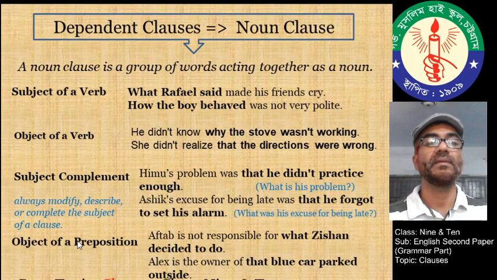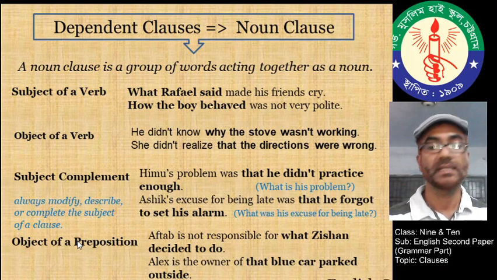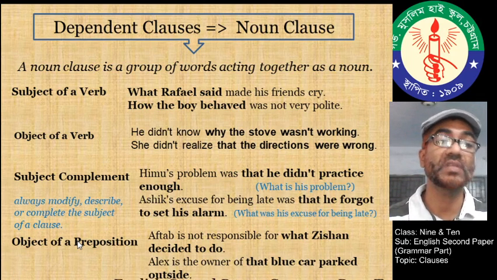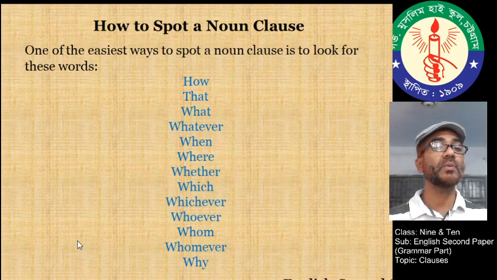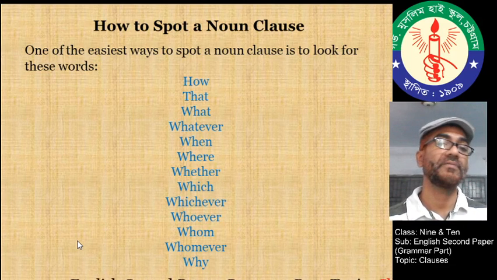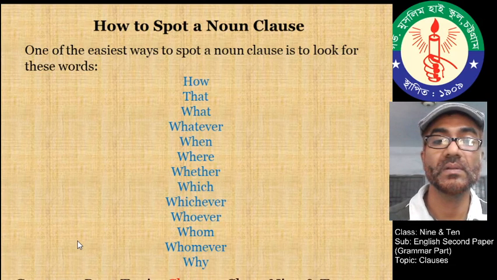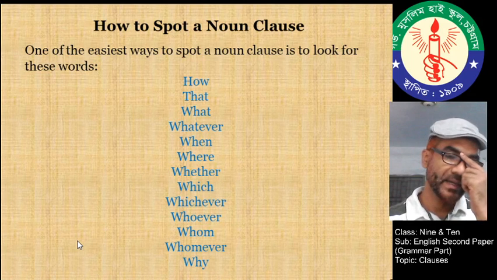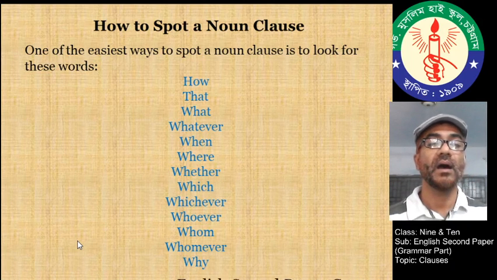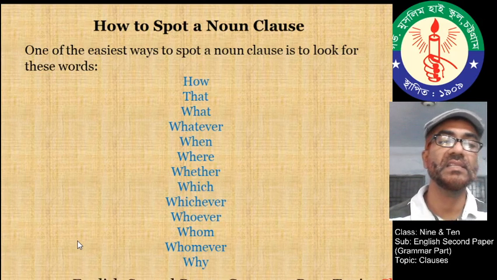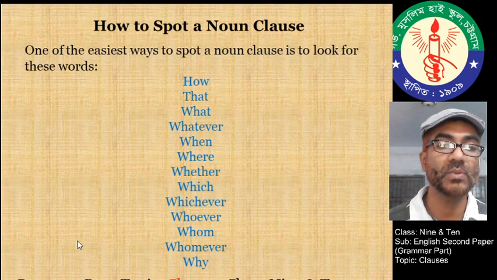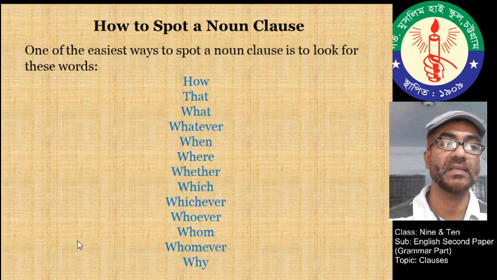Okay, I think you have already got an idea about noun clauses in these examples, the four types of roles noun clauses play. And how to spot a noun clause? How will you detect or find it? One of the easiest ways to spot a noun clause is to look for these words. Whenever you find in any phrase or clause how, that, what, whatever, when, where, whether, which, whichever, whoever, whom, whomever, why, you can easily find out the noun clause.